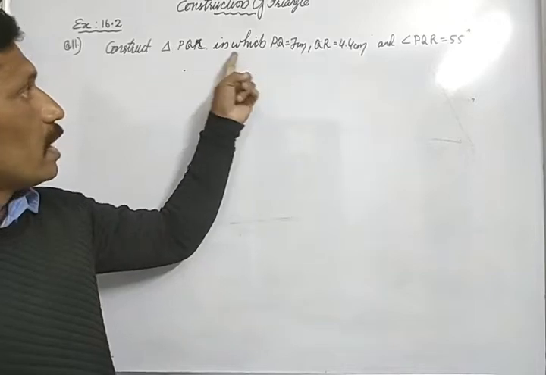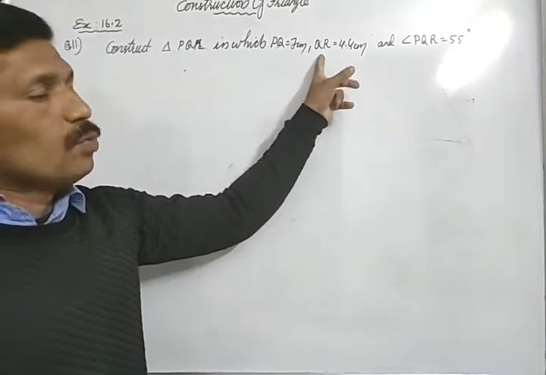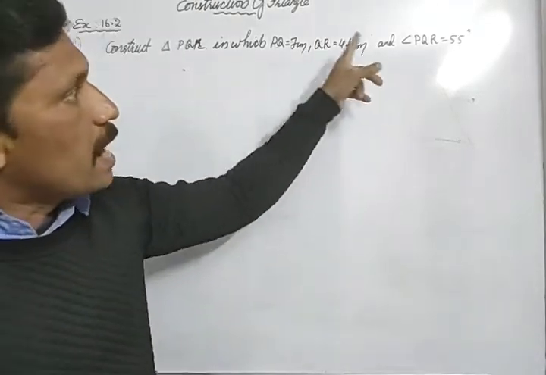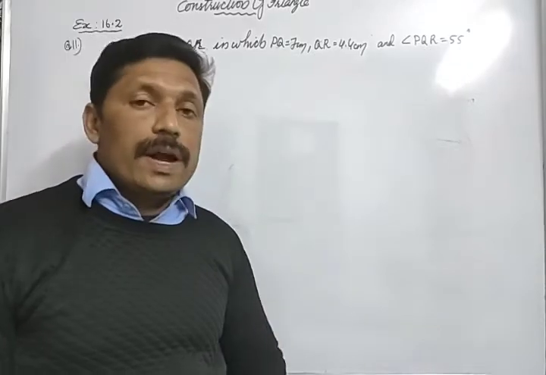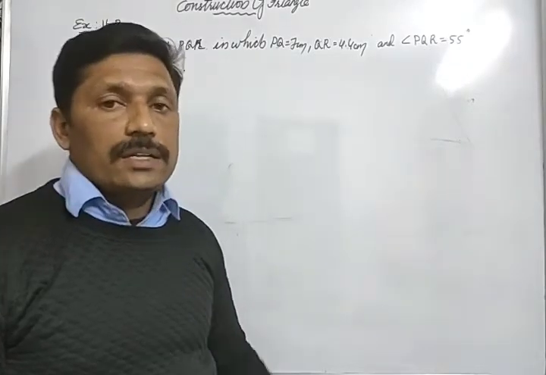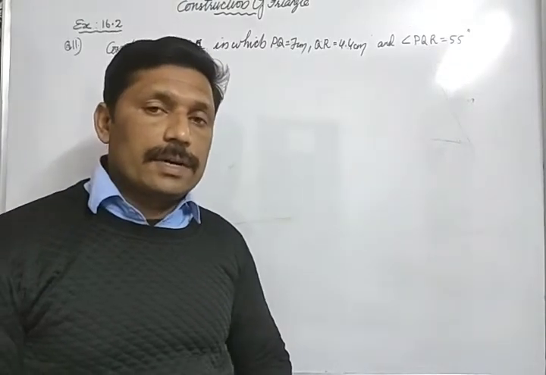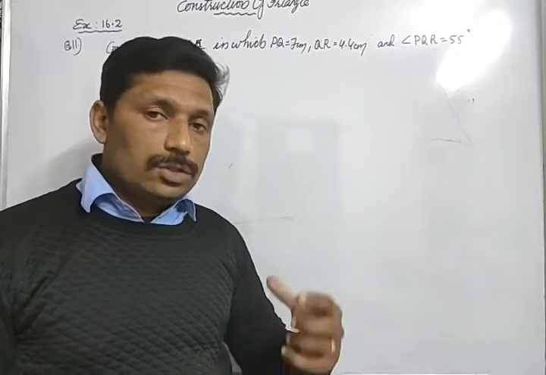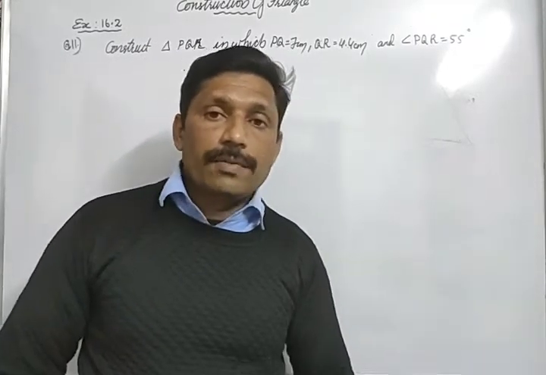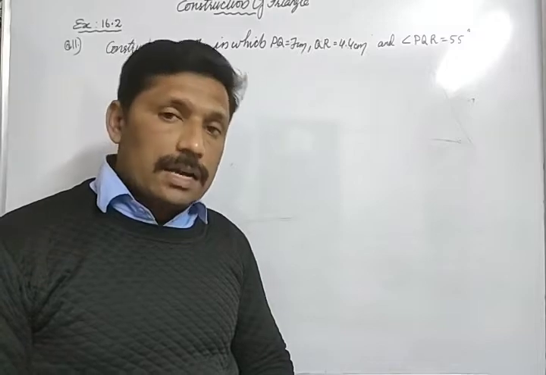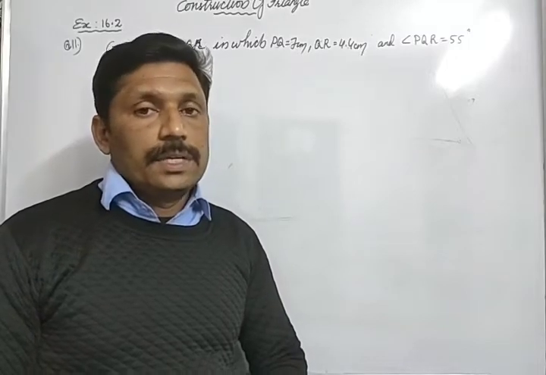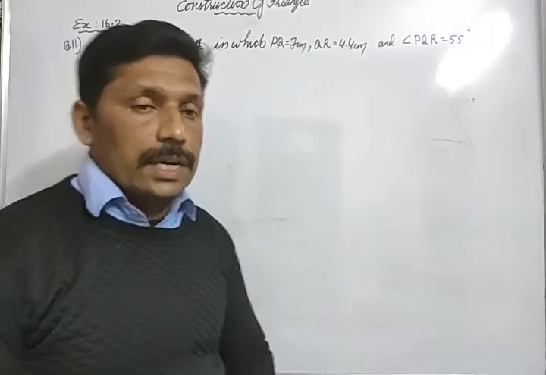Look at the question here. Construct triangle PQR in which PQ 7 centimeter, QR 4.4 centimeter and angle PQR 55 degree. Here you can see that two sides and one angle are given. That means two sides and one included angle given. Which condition? Side angle side condition. Then we have to construct a triangle.